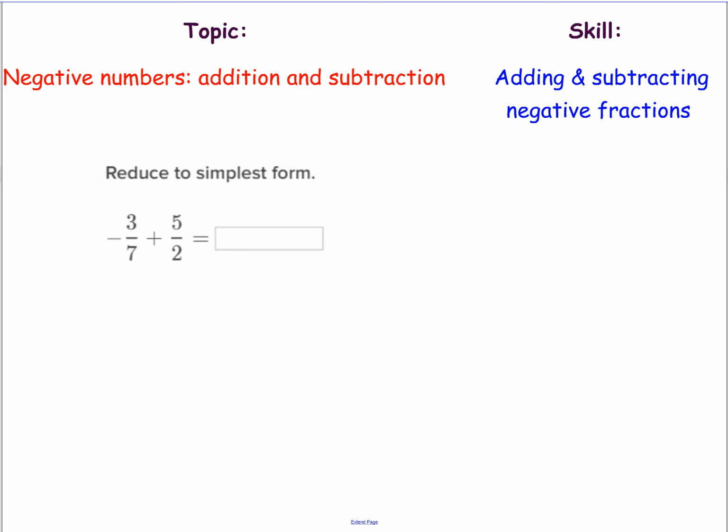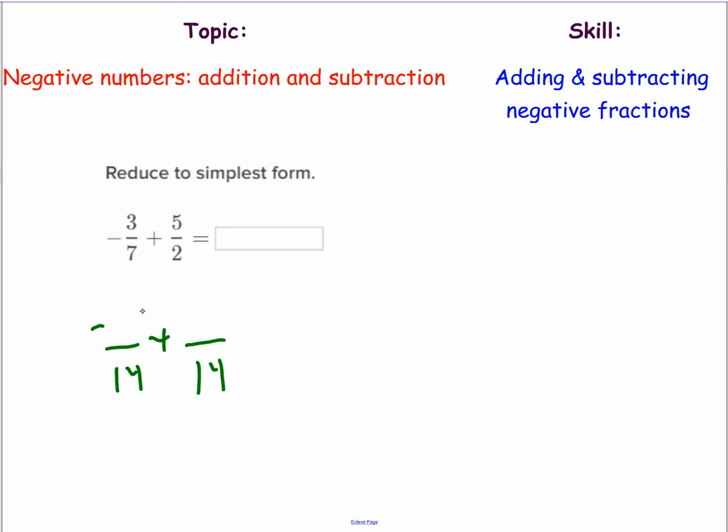Negative 3/7 plus 5/2. I don't have any double negative that I need to worry about, but I do have a common denominator I need to find. A good common denominator I would use for these two is 14. So something over 14 plus something over 14. Well, 7 times what gives me 14? By the way, if the negative sign's on the outside, just leave it on the top. It's going to make this a lot easier. You'll see in a little bit.